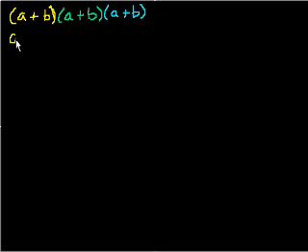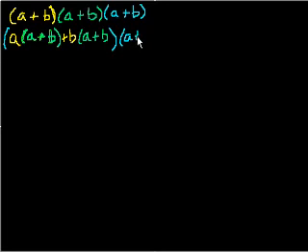a times, going back in green, a plus b. Let me make sure I use the right green, just because the colors matter this time. I know this is tedious, but it's worth it. Plus b times a plus b, and then all of that times a plus b again. Right? And let's multiply this inside part. I'm just going to keep it multiplied out.